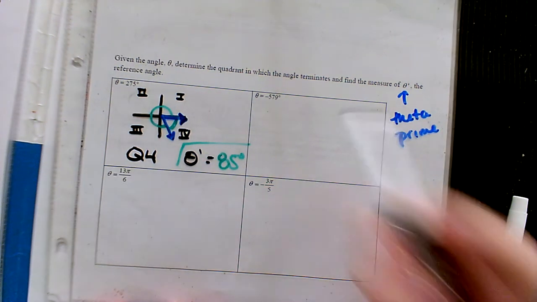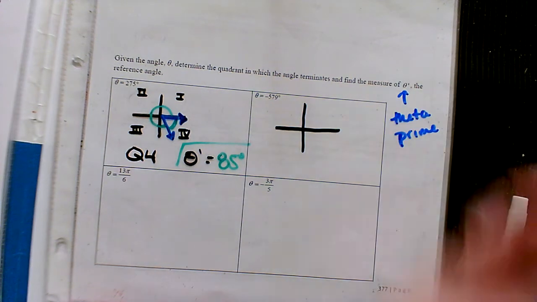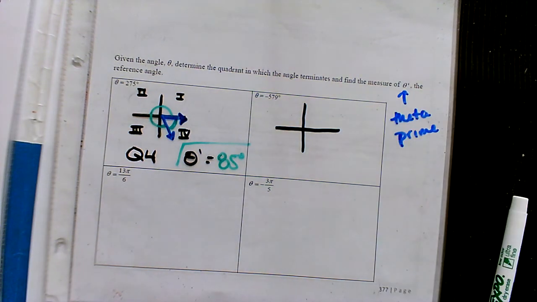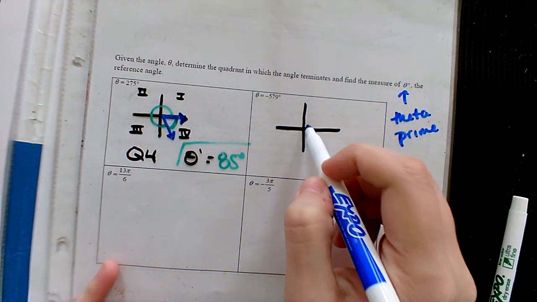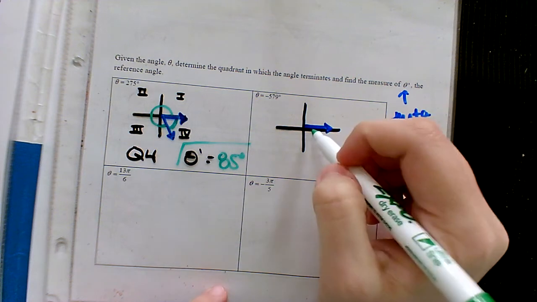All right, let's try the next one. Negative 597. Okay, we'll draw our coordinate. We'll label the initial side. And then it's a negative measurement, so our arrow of rotation needs to go backwards.